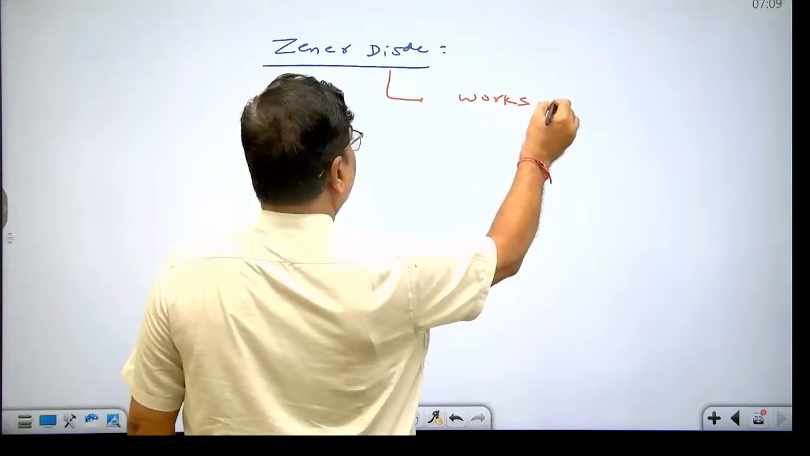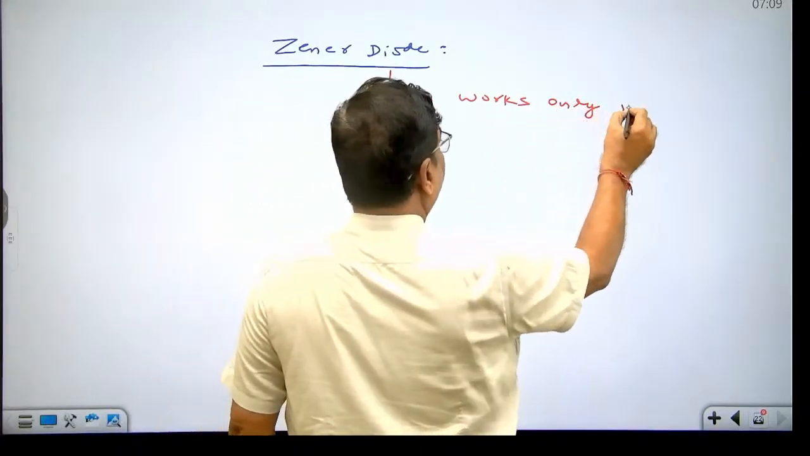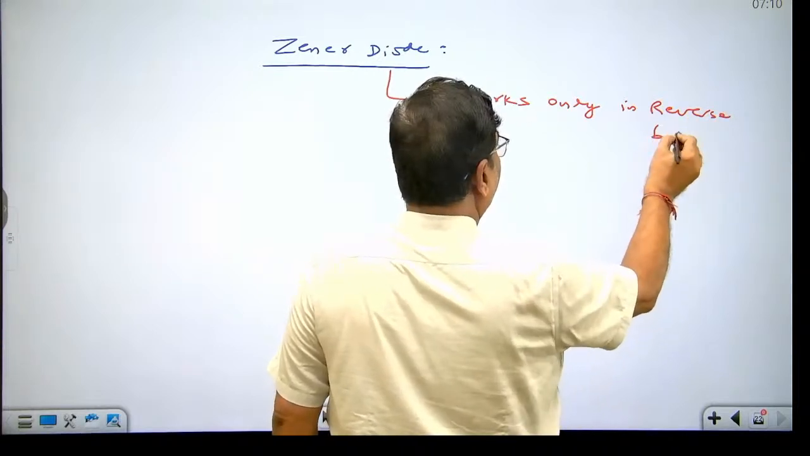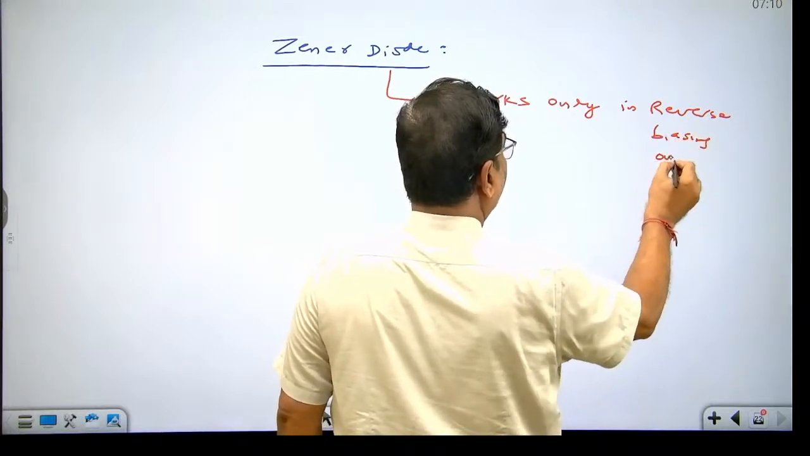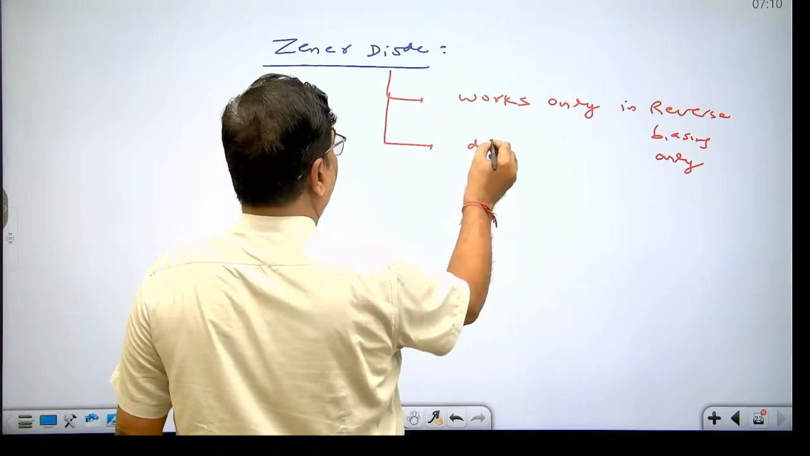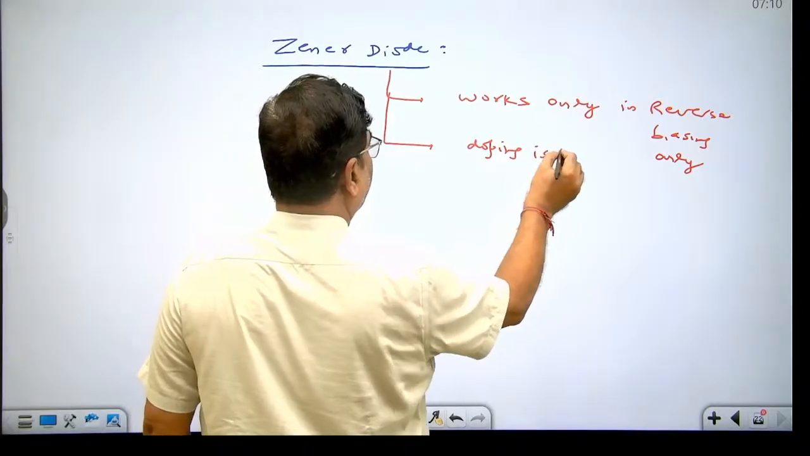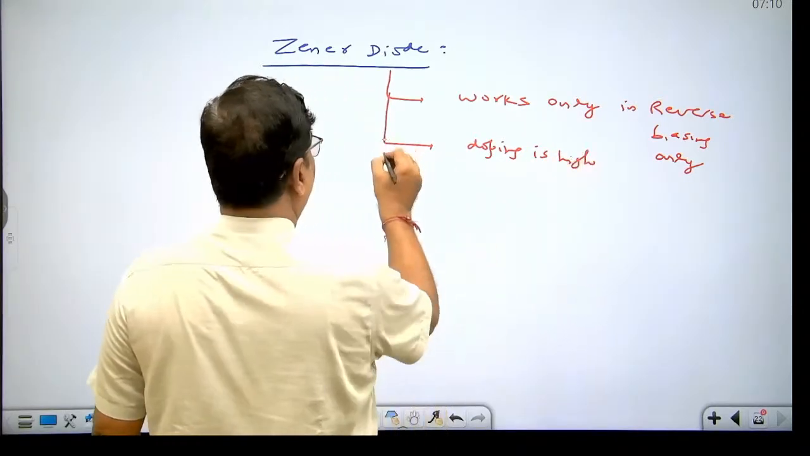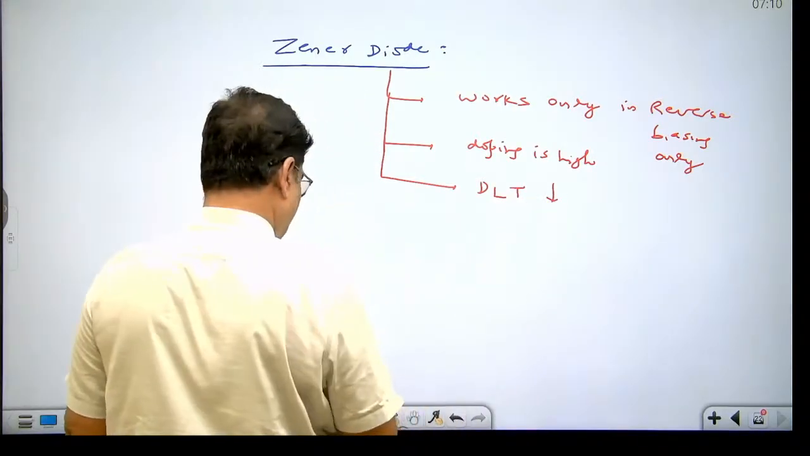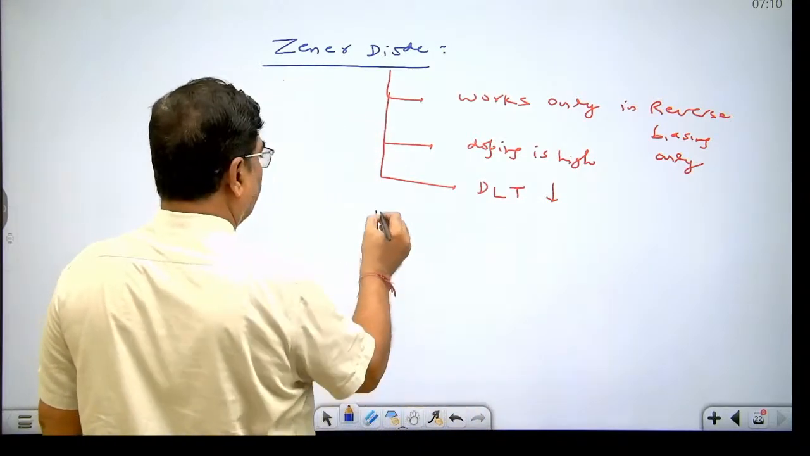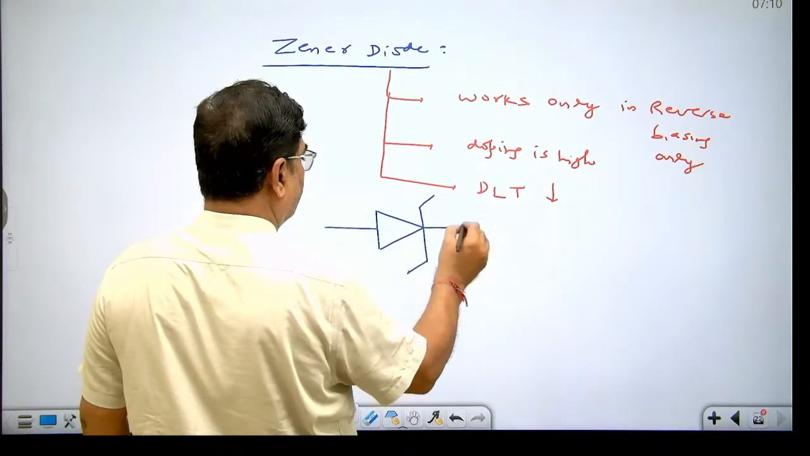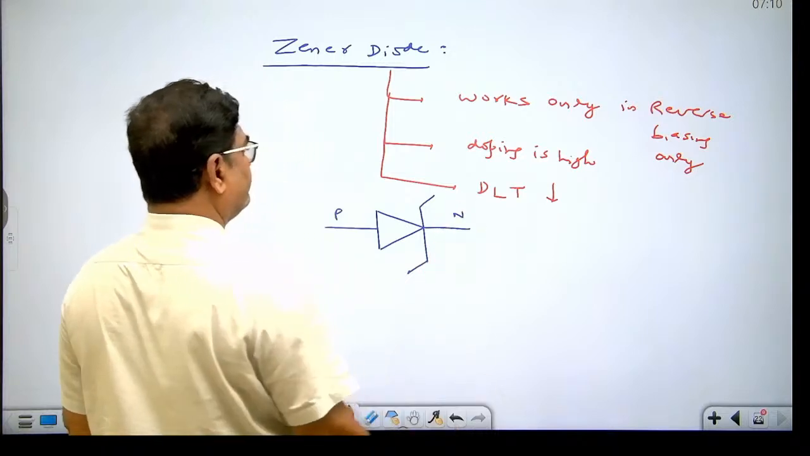Doping is high, depletion thickness is less. The symbol of Zener diode is like this. This is Z shape. This is P side, N side.